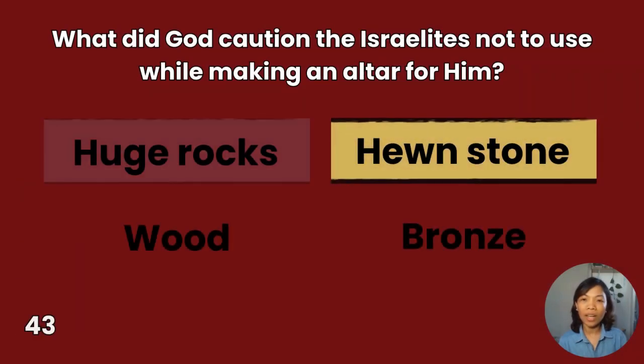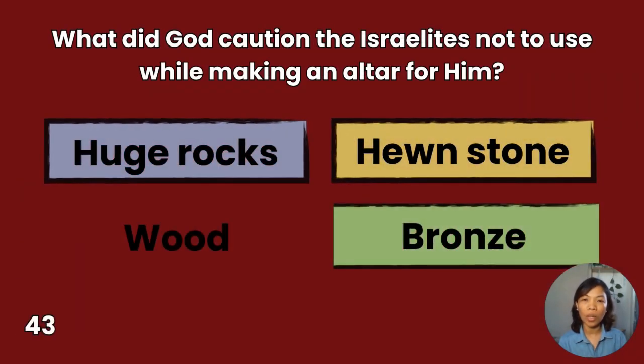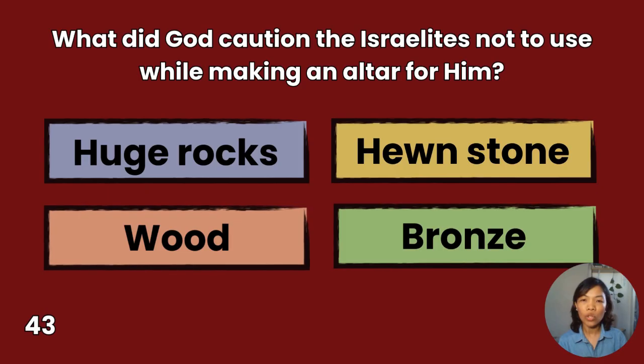43. What did God caution the Israelites not to use while making an altar for Him? Huge rocks, wood, hewn stone, bronze. You have 10 seconds to answer.